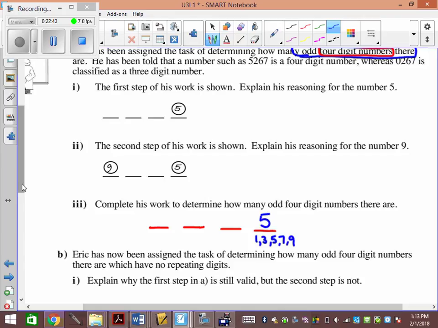Does it mean that I leave the number 5 there? No. Does it mean that I leave 5 numbers there? No. All it means is that there's 5 options for that last blank, right? Because we always just list the options above the different parts. That's what we've done so far.